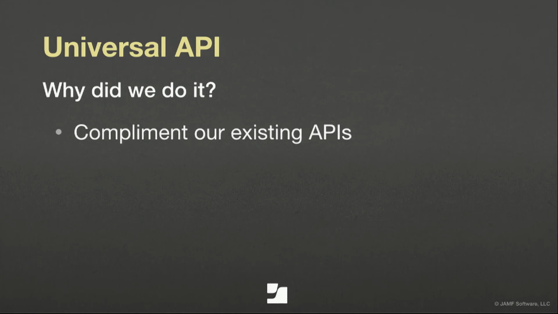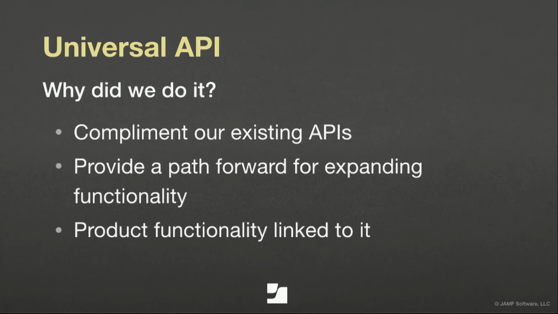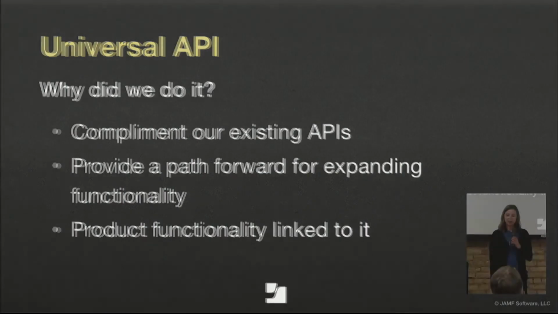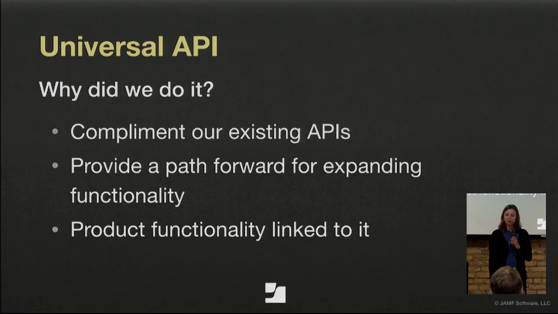So why did we build a new API? We see it as a complement to our existing API, but it has all the features and benefits that were listed on the other slide. It also provides us more flexibility to build new functionality, and we have product functionality linked to it, so we're actually building out new features and functionality in our products using the Universal API.